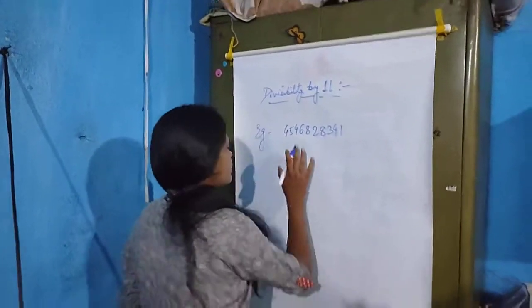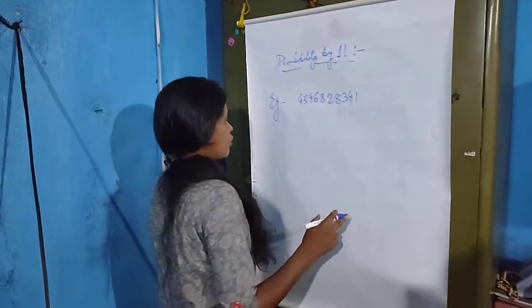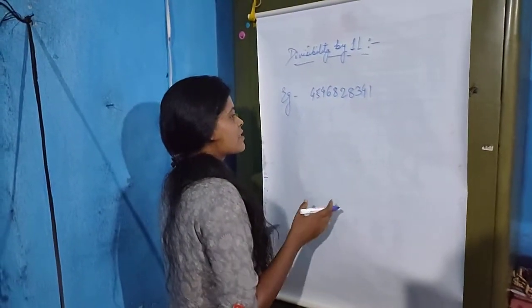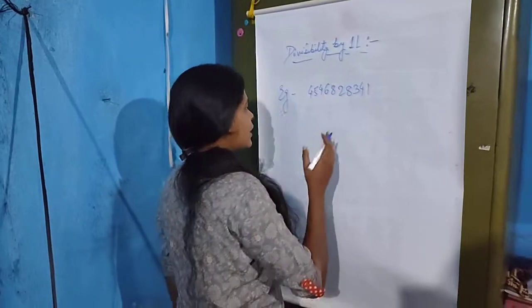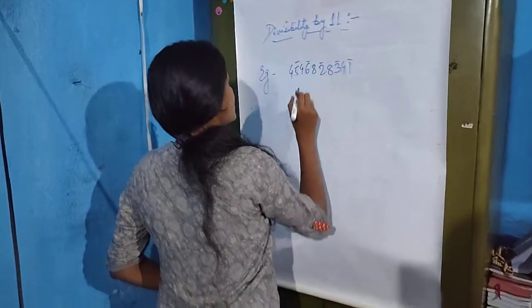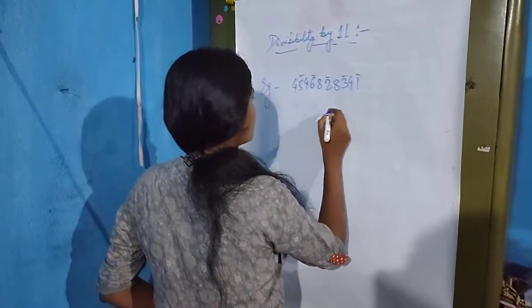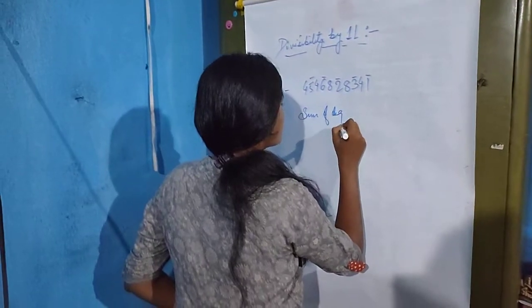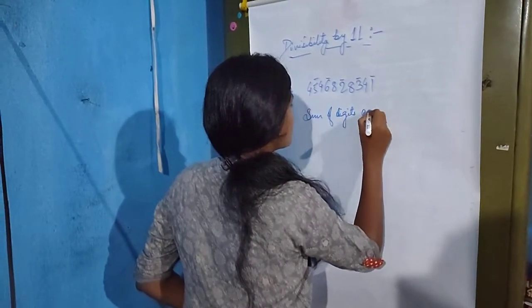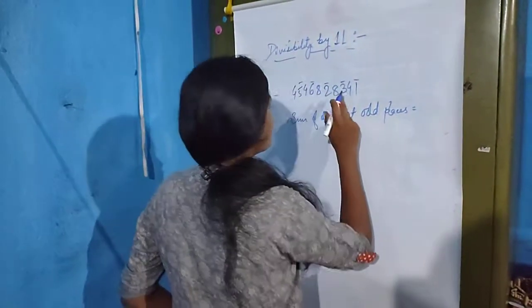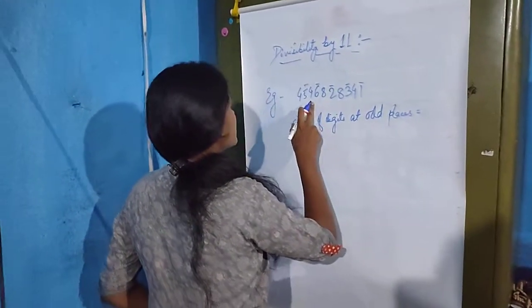Now tell me, is this number divisible by 11 or not? Again you have to find the sum of digits at odd places, then the sum of digits at even places, and then find the difference. So first of all, let's find the sum of digits at odd places. See, 3, 4, 5, 6, 12, 17.